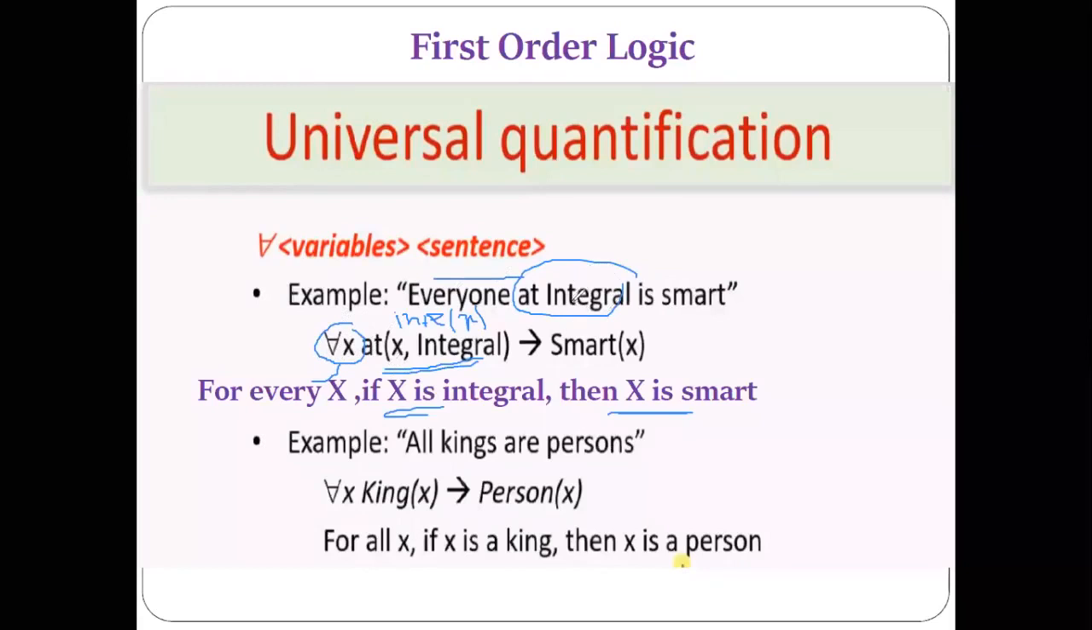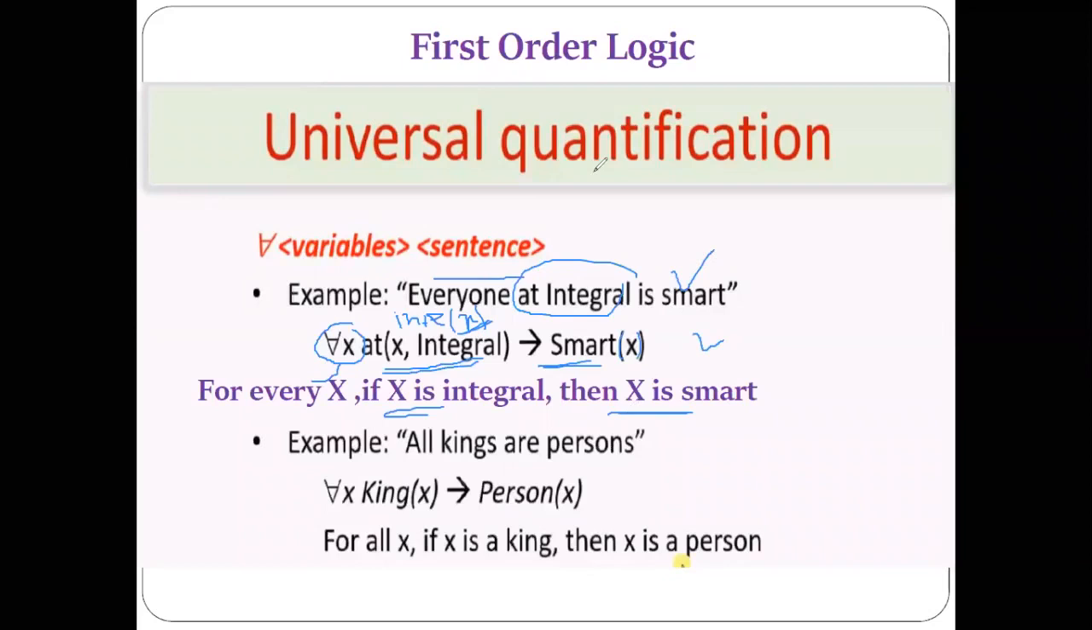Everyone at integral. Okay. Now at integral is everyone. So that's why we write this like x comma integral, or integral in bracket x. Everyone at integral is smart. And that is the reason here smart is our predicate, smart in bracket x. Got the point? Yes, sir.